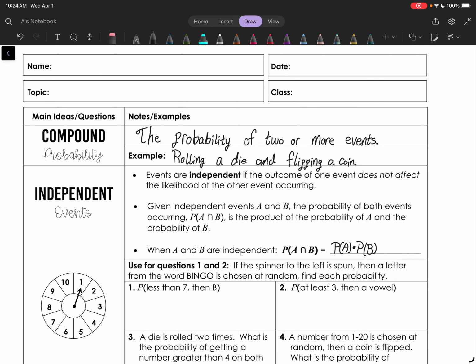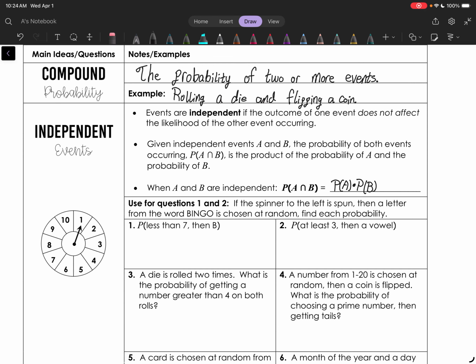Good day. Today we're going to be looking at compound probability. This is the probability of two or more events occurring. Now we have two types of compound probability. We have independent and dependent events. Independent, each event is its own probability. It does not affect one another.